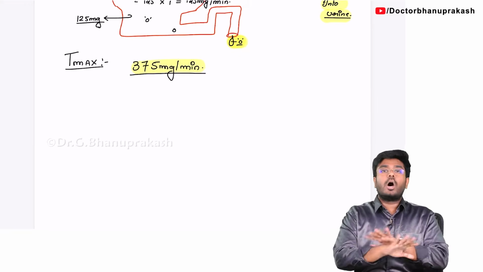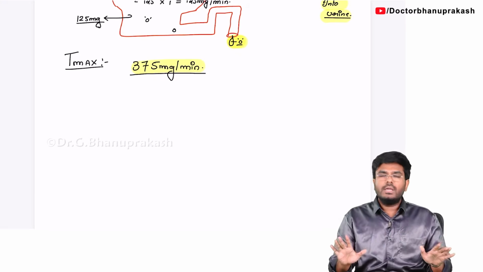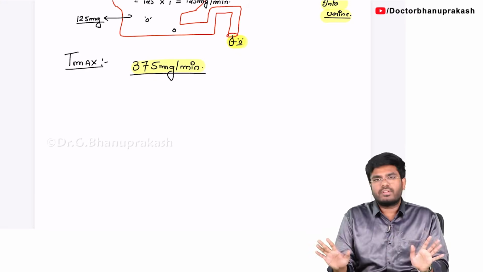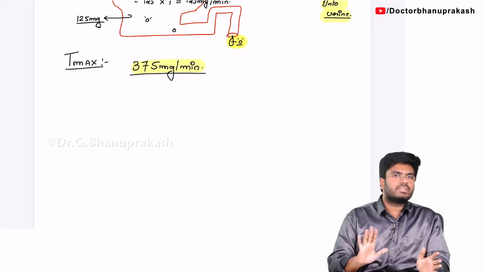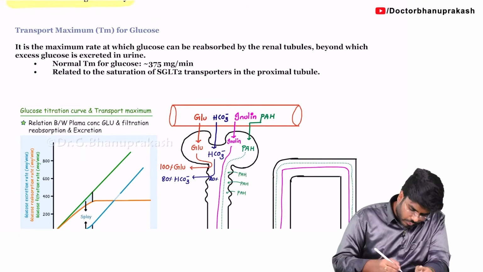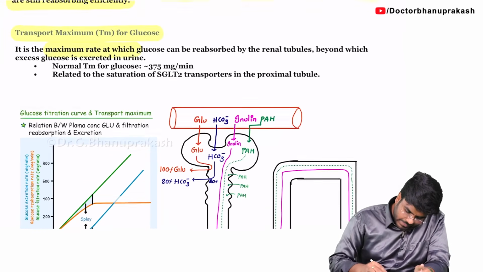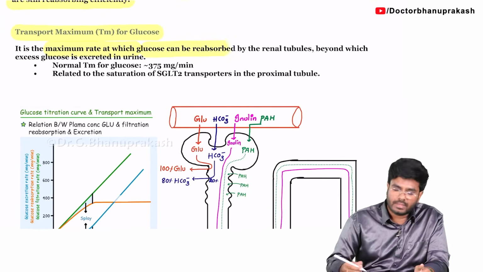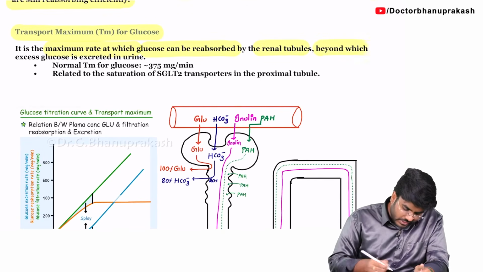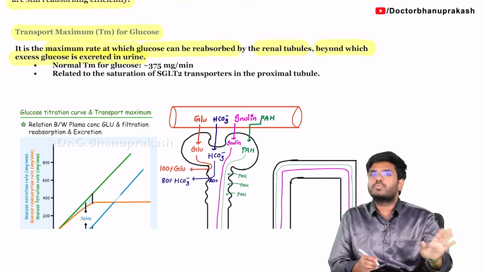At the transport maximum, all the glucose transporters, all the SGLT2s, are saturated. Beyond 375, they cannot reabsorb. So look, what is the transport maximum value for glucose? It is the maximum rate at which glucose can be reabsorbed by the nephrons, beyond which the excess glucose will be excreted. After this, you cannot reabsorb any glucose.